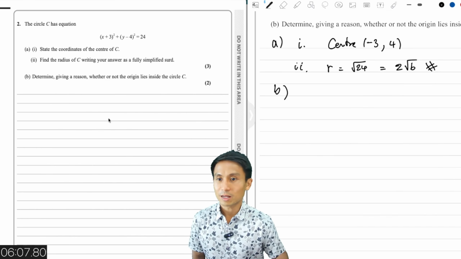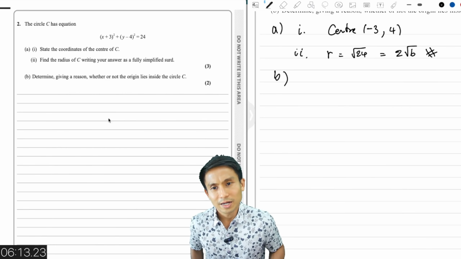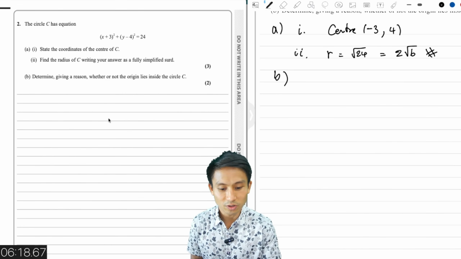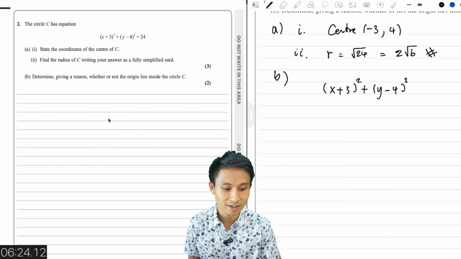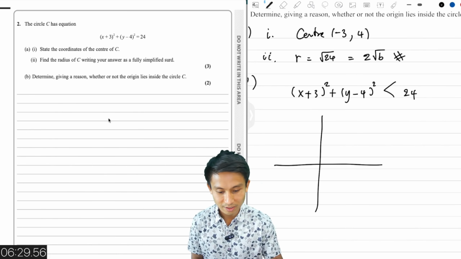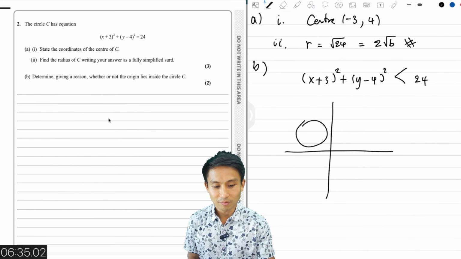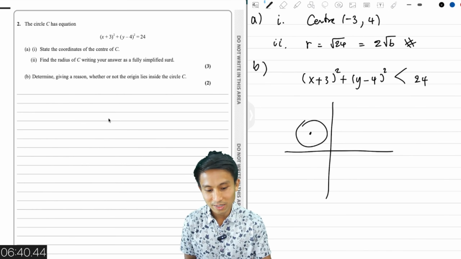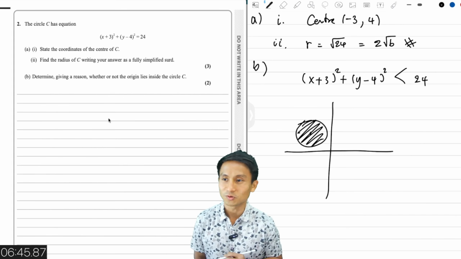Okay. Part B, determine, giving a reason, whether or not the origin lies inside the circle. Well, for any point to lie inside the circle, you're going to have an inequality like this. For anything to lie inside the circle, you're going to have to satisfy this inequality. If you think about it from a shading area perspective, let's say this is the circle, right? Minus 4, 3, and with the radius there. So if we want to shade the region satisfying this inequality, it's going to be inside the circle, right?